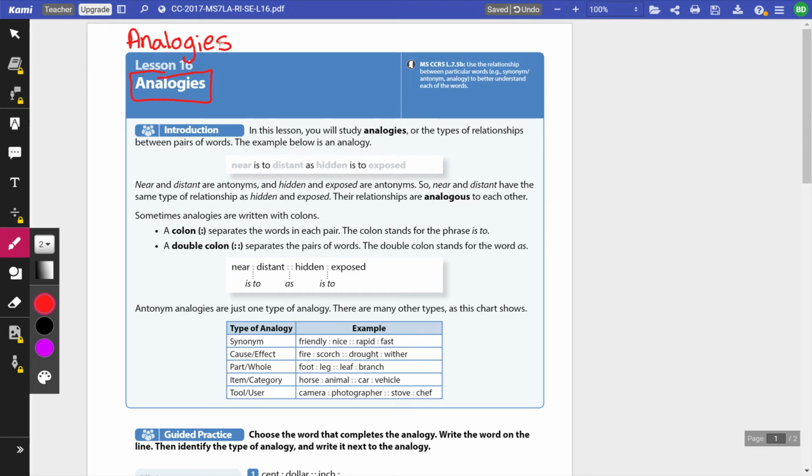Okay, so after we've done that, let's start trying to break apart the title. So you may not know what an analogy is yet, but I'll tell you, and I want you to write this at the top of your page as well. So an analogy is considered the type of relationship between pairs of words.